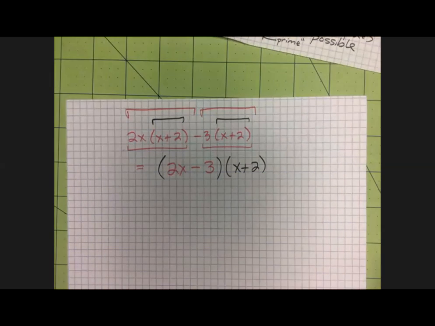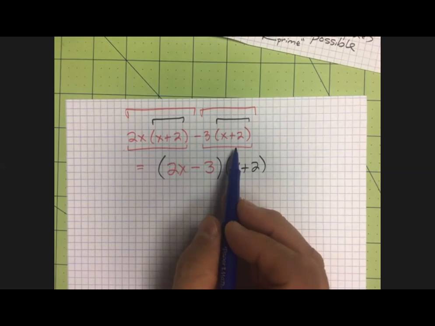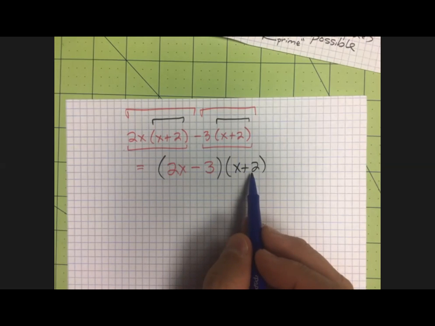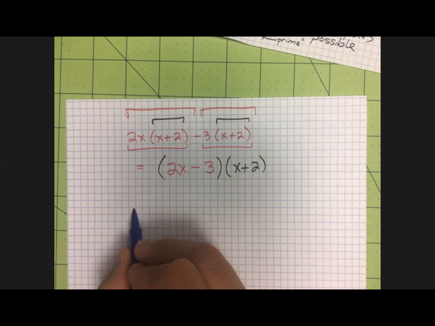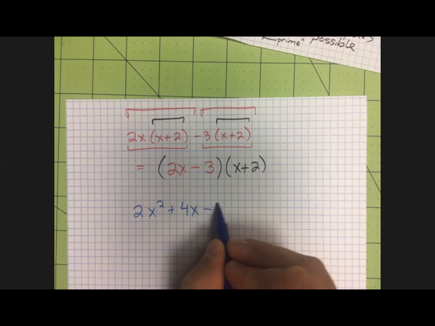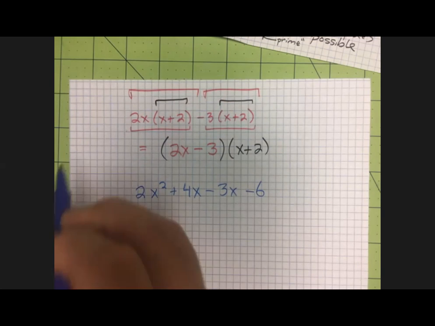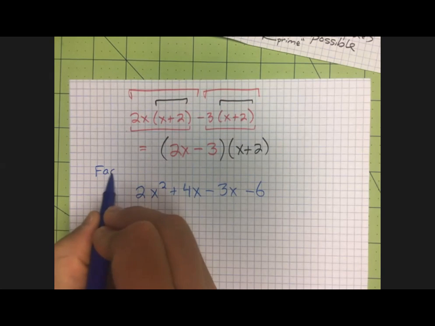Now you might be tempted to say, but that's too obvious. I knew there was an x plus 2 there. I would have had no problem doing that. I've already done those. Okay, now let me do it this way. 2x squared plus 4x minus 3x minus 6. Now I want you to factor that.